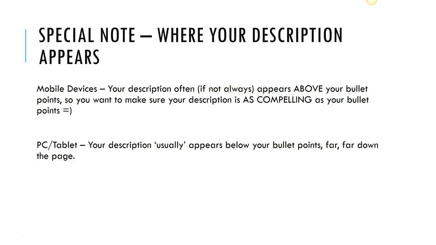Let's see here. Special note, where your description appears. This is a relatively recent thing in the last couple of years. If you go on mobile and you're searching on Amazon, a lot of times you'll see the description pop up above the bullet points. So your description needs to be as compelling as your bullet points.